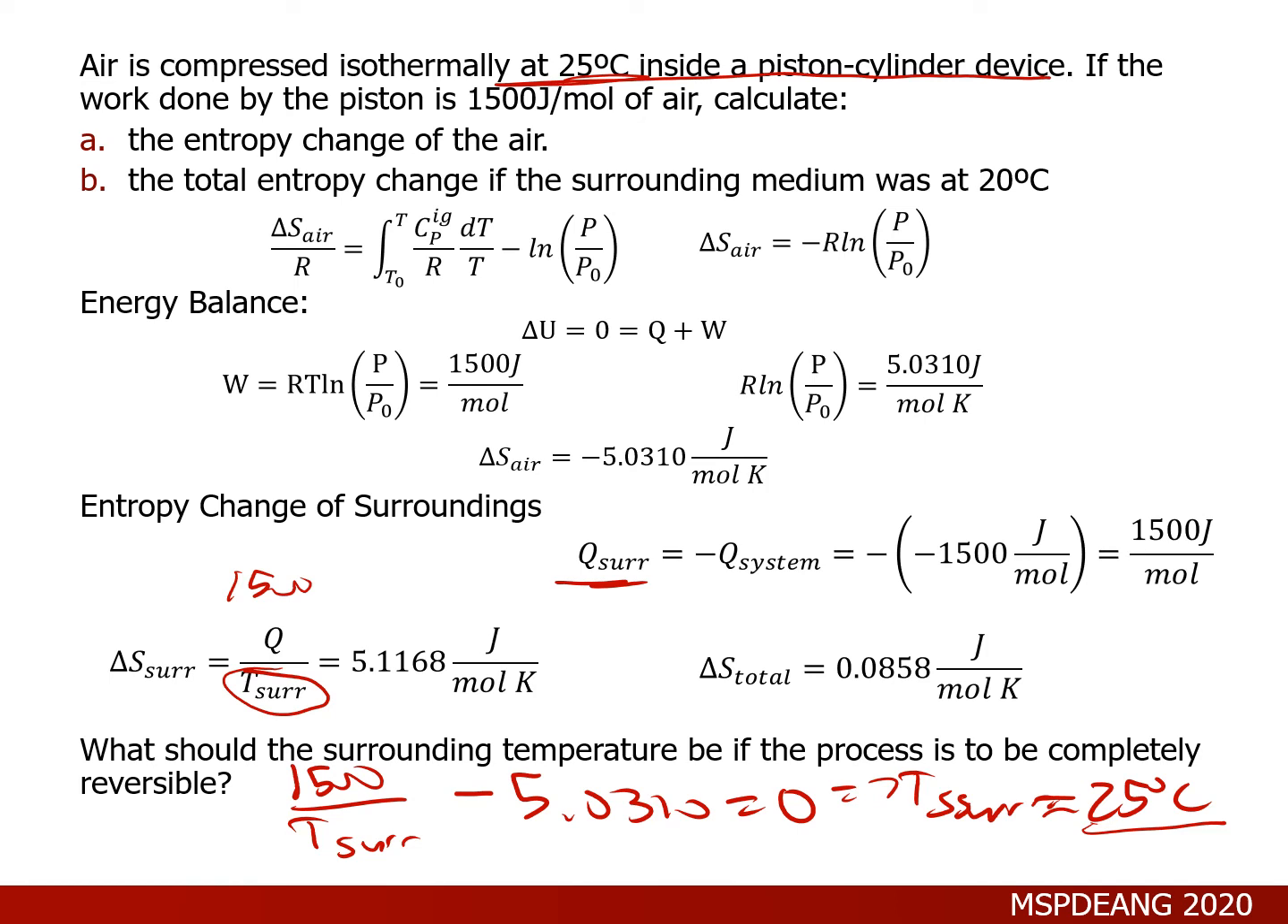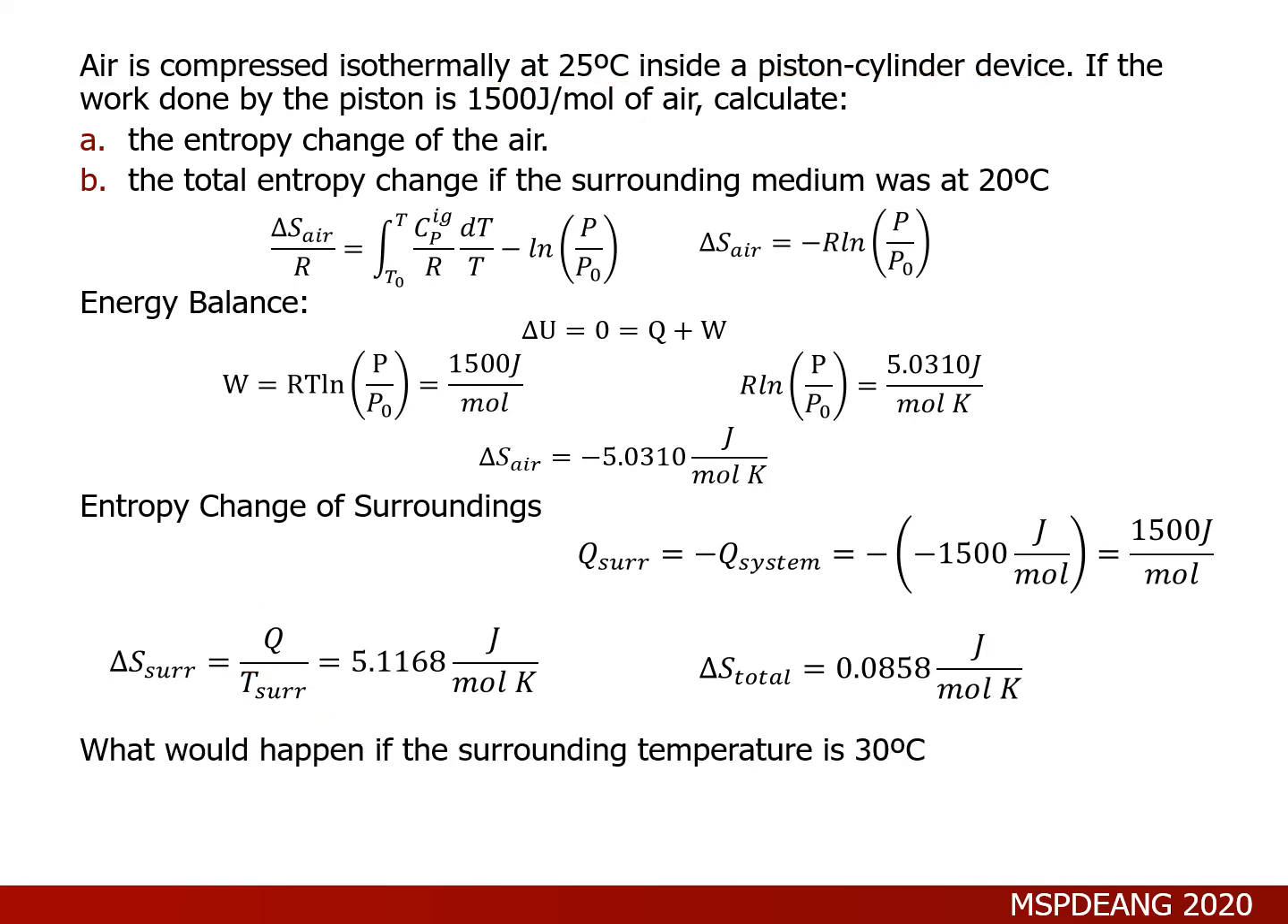Okay, so for a completely reversible process, dapat equal yung temperatures ng nasa loob ng system at nasa loob ng surroundings. So the heat transfer is reversible, so the total process is reversible. Okay, now consider what would happen if the surrounding temperature is 30 degrees Celsius. Okay, so this will not hold true anymore.